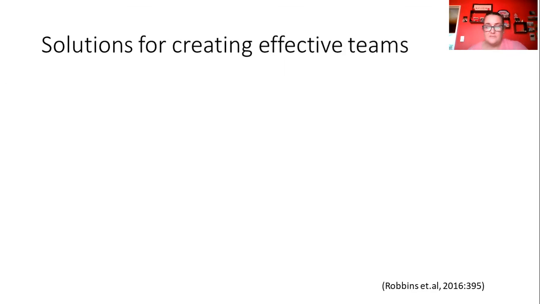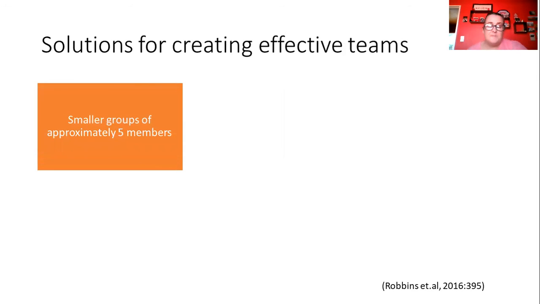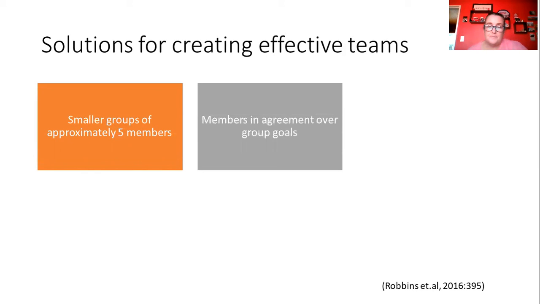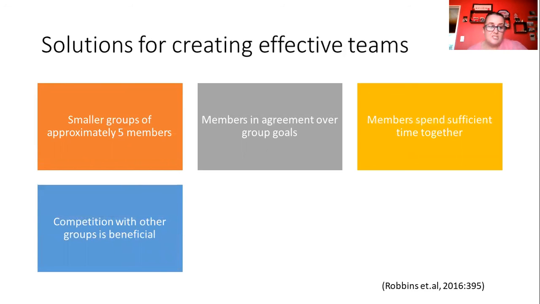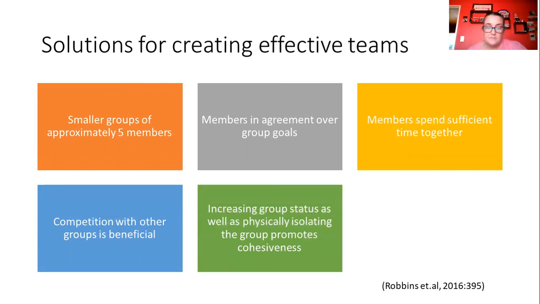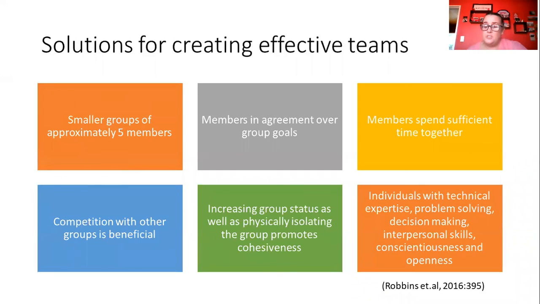Solutions for creating effective teams. Smaller groups of approximately 5 members. We suggest that members should be in agreement over the group goals. Members need to spend sufficient time together. Competition with other groups is beneficial. Increasing group status as well as physically isolating the group promotes cohesiveness. Individuals with technical expertise, problem solving, decision making, and interpersonal skills, conscientiousness, and openness should always be considered when looking to put teams together.